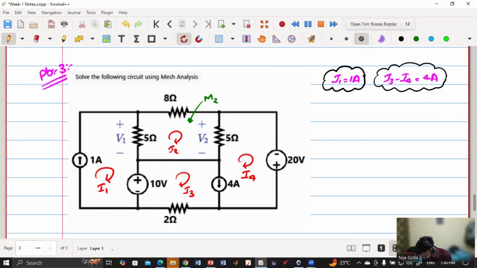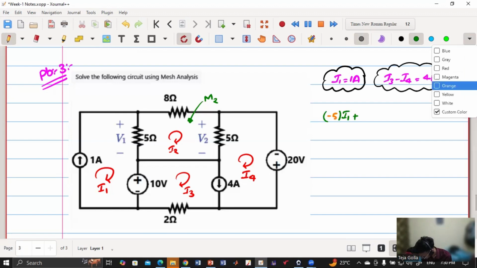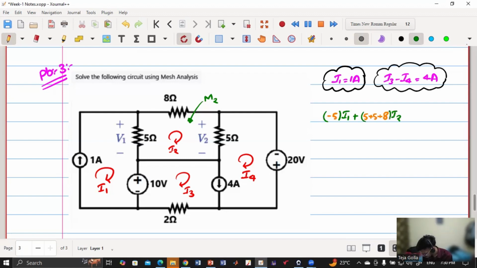So coefficient of I1 is -5 into I1, and then coefficient of I2 is 5 plus 5 plus 8, so that everyone will understand how we are getting this. Coefficient of I3 is 0, so I'm removing that term, and coefficient of I4 is -5 as you have specified.